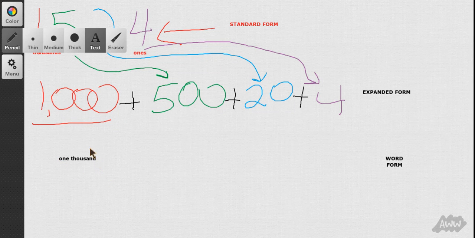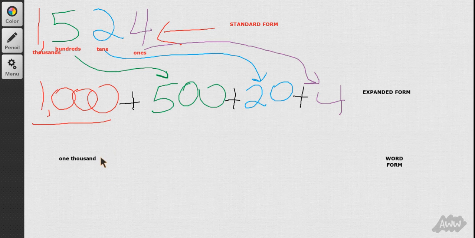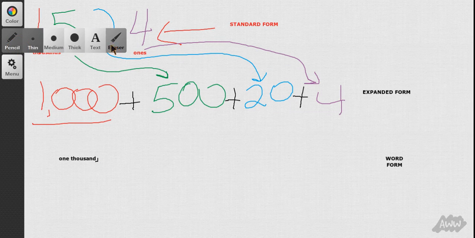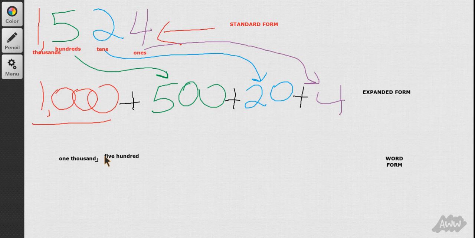And there we go. And when you write it in word form, you're going to want to put in a comma, just like in our standard form, there is a comma separating the thousands from the hundreds. So when we write it in word form, 1,000, comma, what comes next? The 500. You know it, 24. But we can put our tens and our ones together, as in 24.